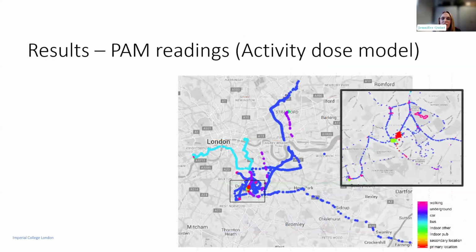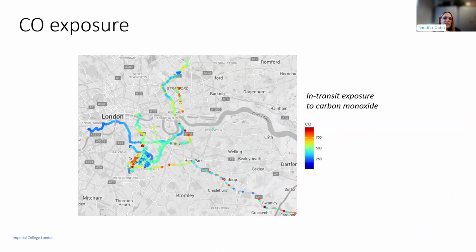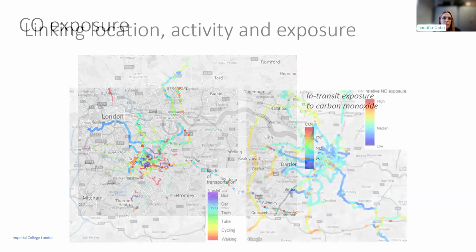And here with activity, able to see were they walking, were they using the underground, were they on a bus, for example, as well as what was their sort of main primary location. This is then overlaid with some exposure monitoring. So this particular one is carbon monoxide exposure.